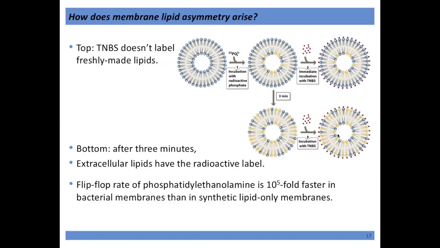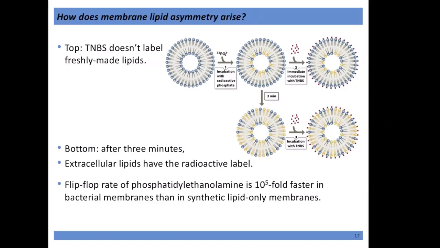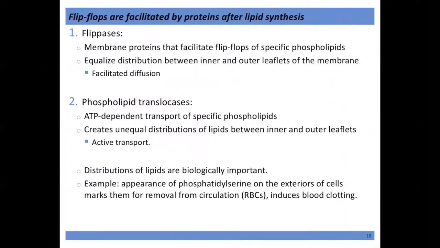So this is a really interesting experiment to show that something is in control of establishing this asymmetry in the bilayers. They're thought to be what are called flippases, membrane proteins that facilitate the flip and the flop of specific phospholipids. I probably shouldn't say equalize, but what they do is establish the distribution between the inner and outer leaflets of the membrane. They do this through facilitated diffusion, which we'll talk about in the next chapter. And then there are the phospholipid translocases.